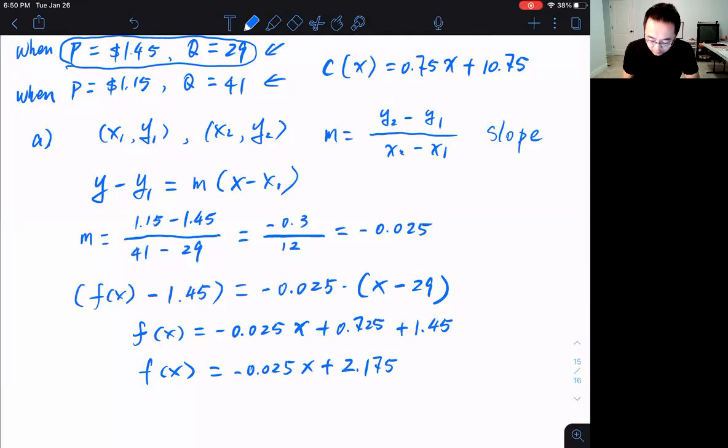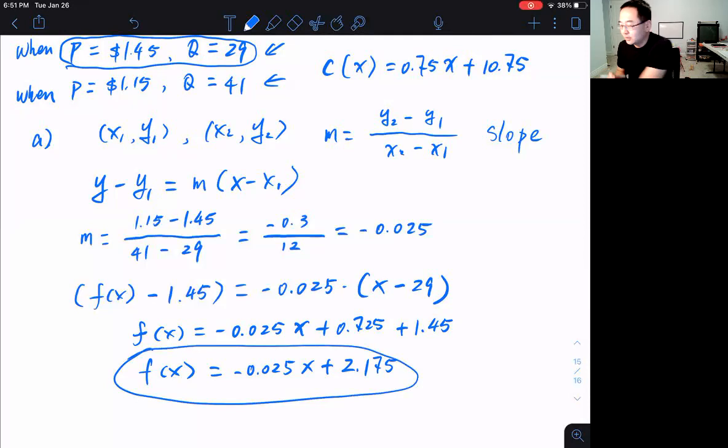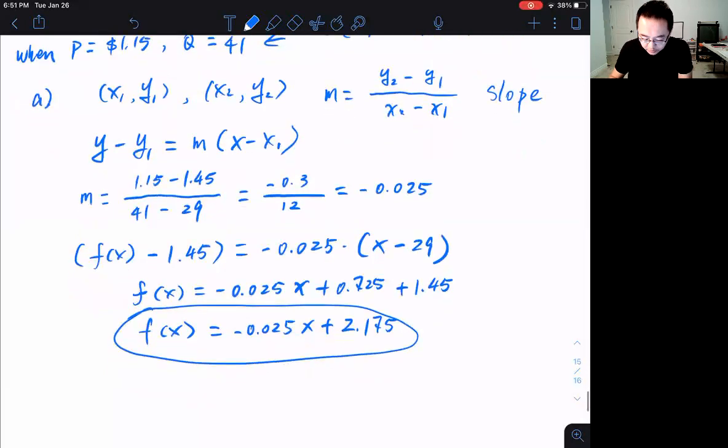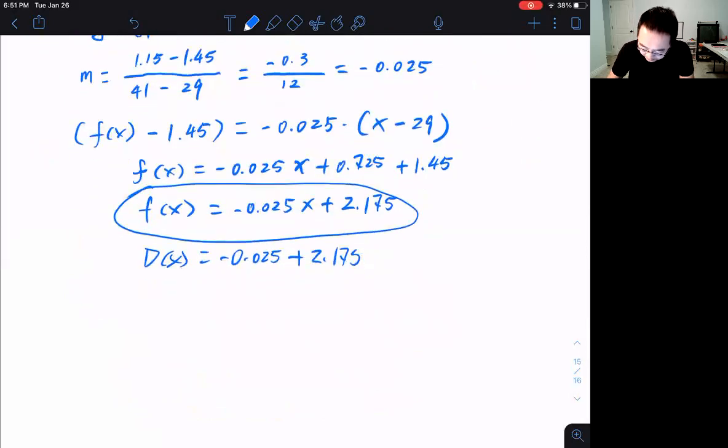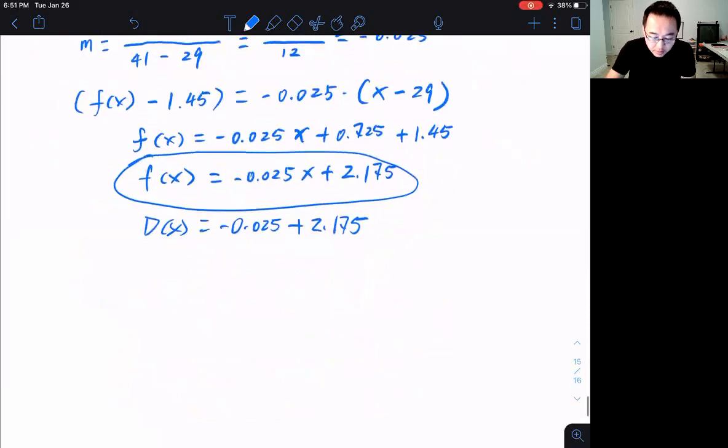This is your functional form for your demand curve. And if you don't want to use f of x, the custom we just used in the last question, you can change this to d of x. You can say demand is negative 0.025x plus 2.175, and that is my demand curve. Once you have the demand curve, you can figure out the next part.